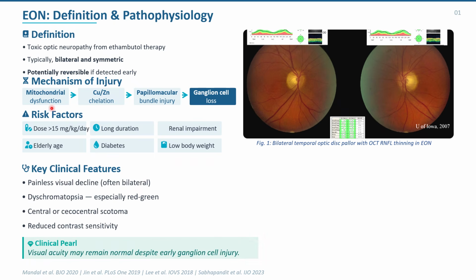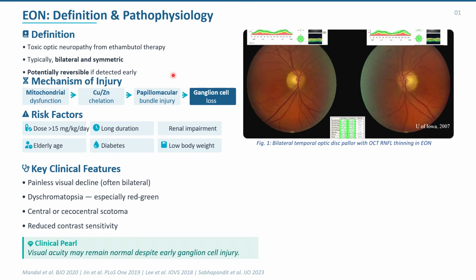So this is the basic, underlying mechanism due to mitochondrial dysfunction or interruption of the oxidative phosphorylation that happens in the mitochondria. And this is similar to other toxic optic neuropathies, like what happens in nutritional deficiencies or in methanol toxicity, or even with isoniazid. All of them are related to mitochondrial dysfunction.